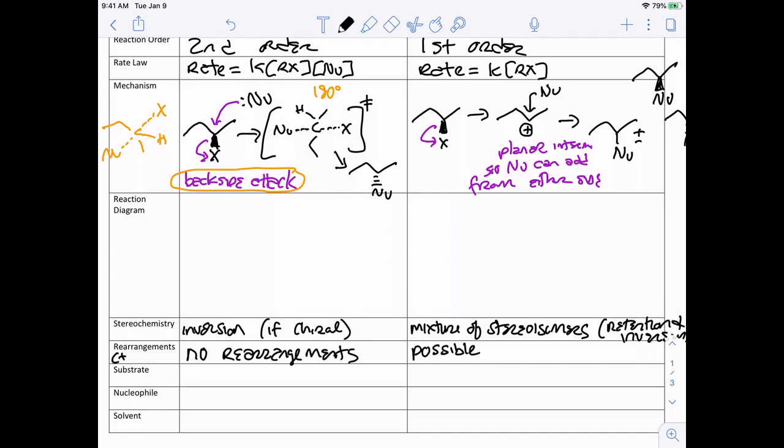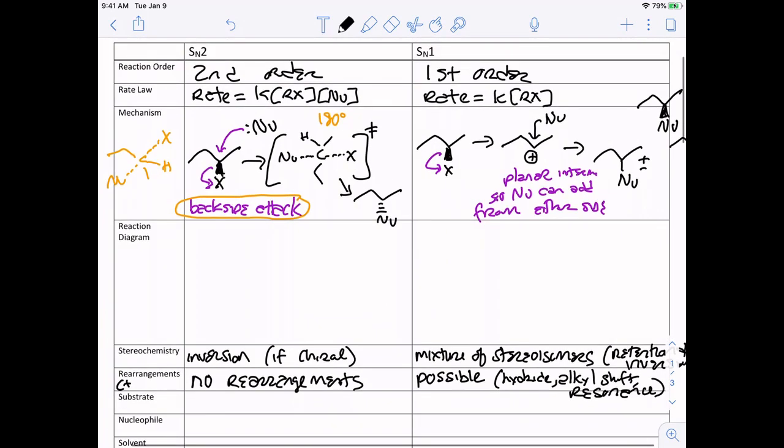So both hydride shifts, that's more common. We could have alkyl shifts, not very common. But we could also have resonance. So watch out for that. If I give you something that's allylic or benzylic, allylic or benzylic, there is that possibility of resonance. So do watch out for those.